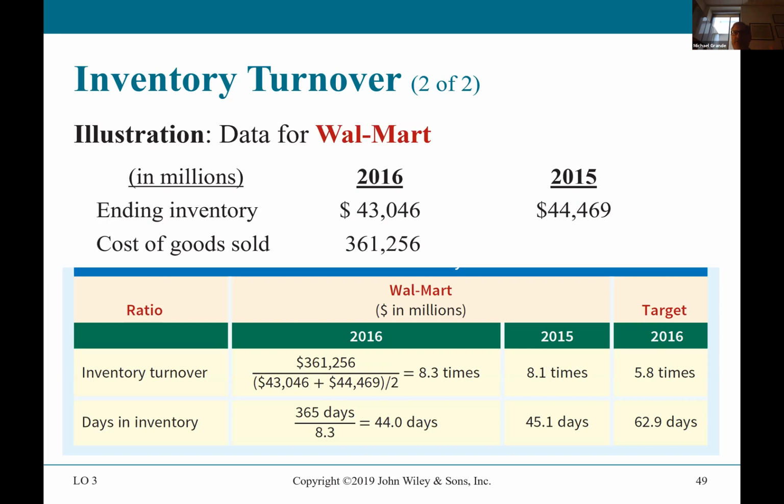So Walmart is turning their inventory more often, which is a good thing. The more times you turn over your inventory, the more money you make in theory. Look at the number of days it was in inventory. At Walmart, it was there for 44 days in 2016, and 45 days in 2015, so they're getting better. Look at Target: 62 days on average to sell something. Walmart's doing better than Target.